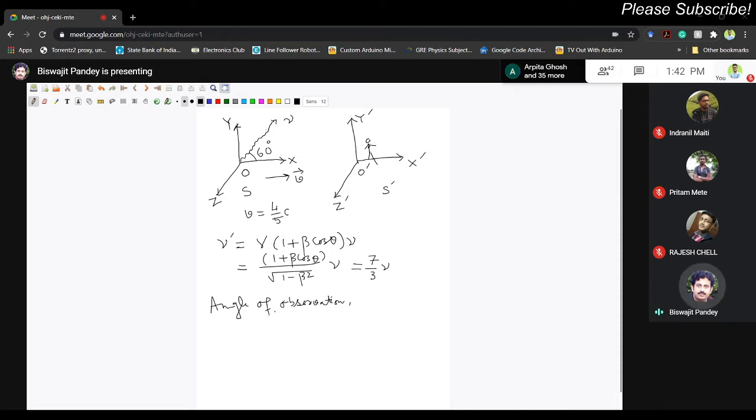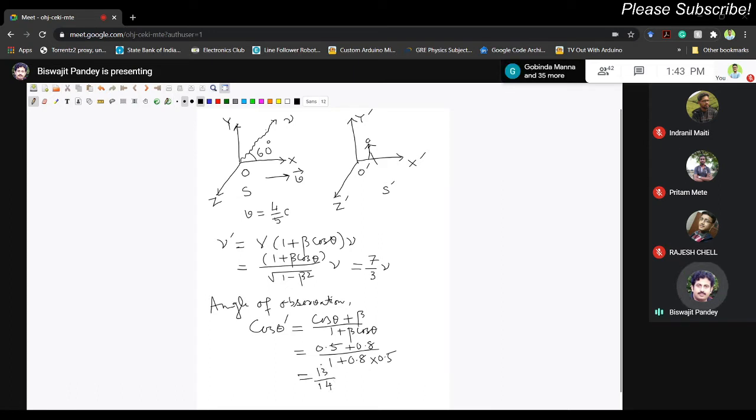Okay, angle of observation, we have talked about this. So cos theta prime will be cos theta. Earlier it was minus beta, so it will become plus beta. Velocity is different here: 1 plus beta cos theta. And you can put the values. Cos 60 degrees is 0.5, half. Beta is 0.8, and you can write down 1 plus 0.8 times 0.5. If you put the values, it will come out to be around 13 by 14.